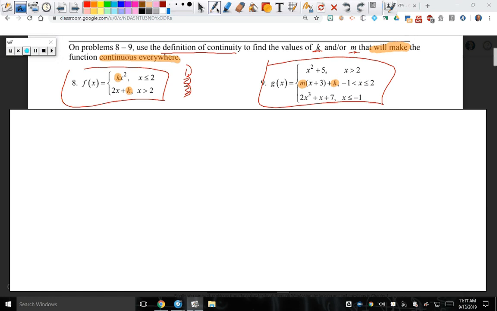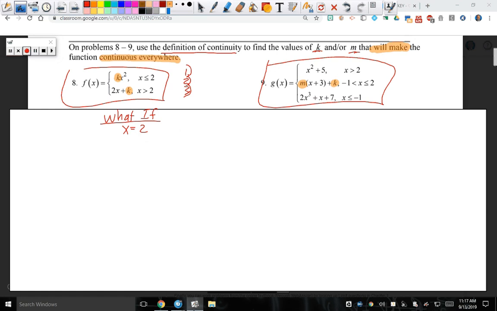So you have piecewise functions that, depending on what those values are, can be continuous. And there's a lot going on with these problems. Okay? Here we go. Let's go to number 8. The way I would want you to start is all about that what if moment. What if x equaled 2?